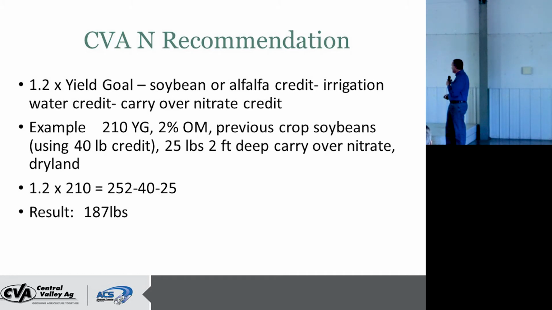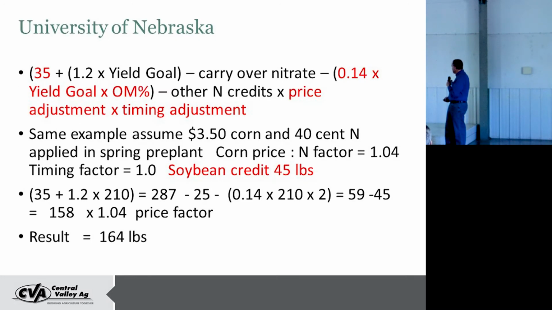35 plus 1.2 times 210, so of course you do the multiplication first. You get 287, subtract off of that 25 pounds of carryover nitrate. Here's your factor for organic matter. So like, the co-op actually didn't take organic matter in there with their recommendation. I used to do it when I was at Midwest Labs.